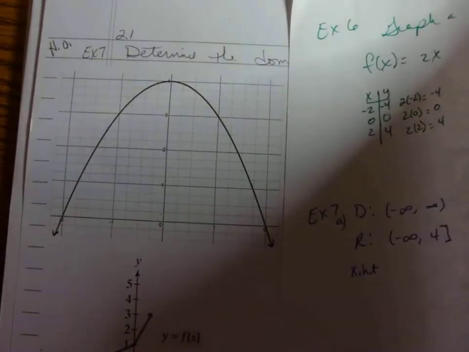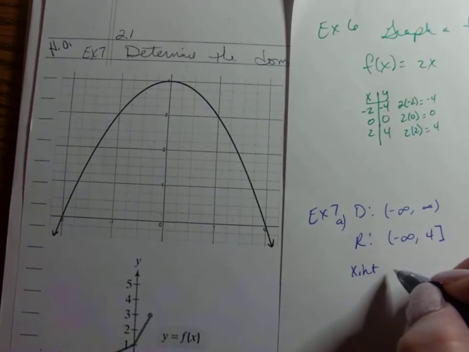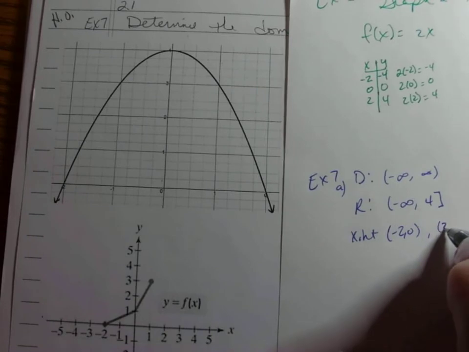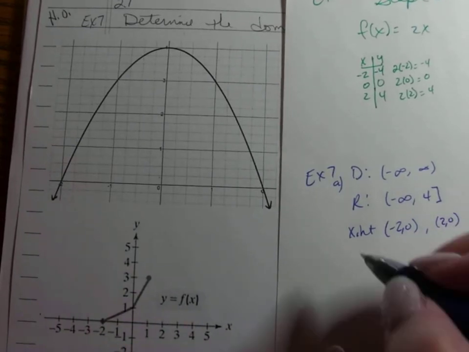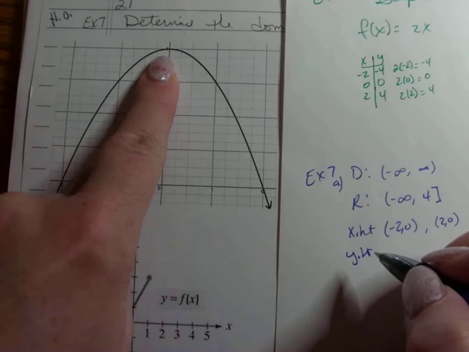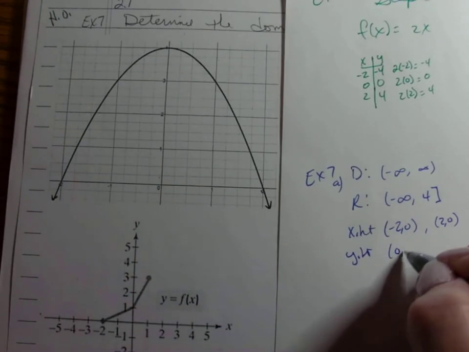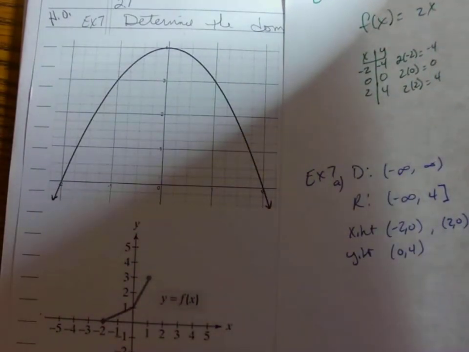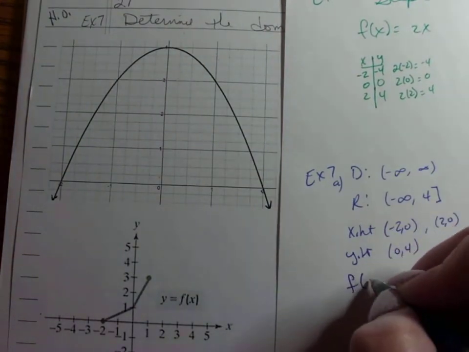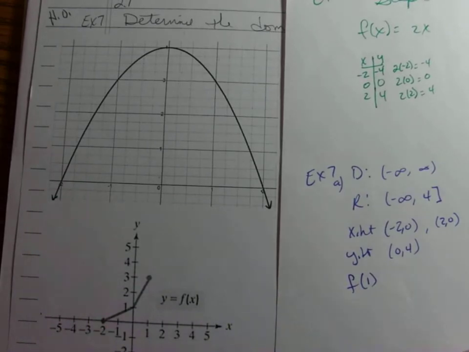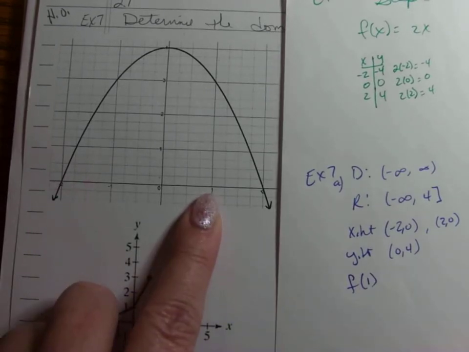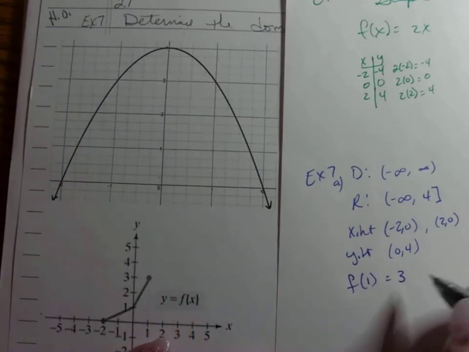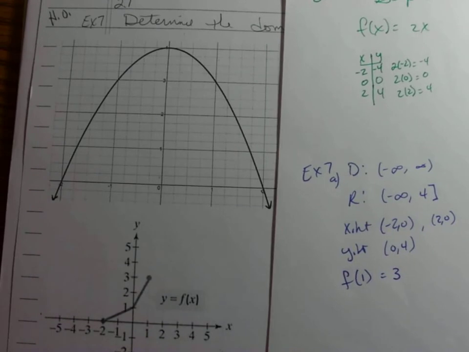Typically, I would suggest that you write these in point notation. So we're going to put it as negative 2, 0, and 2, 0. And then for the y-intercept, that's where it crosses the y-axis, it's up here at 4. So it will be 0, 4. Again, also in point notation. And then let's find our function at the value of 1. So we're just looking at the graph. If I look at the x value of 1 and I go all the way up, it equals 3. That's what you're doing. It's just looking at the graph, figuring out what the point means.